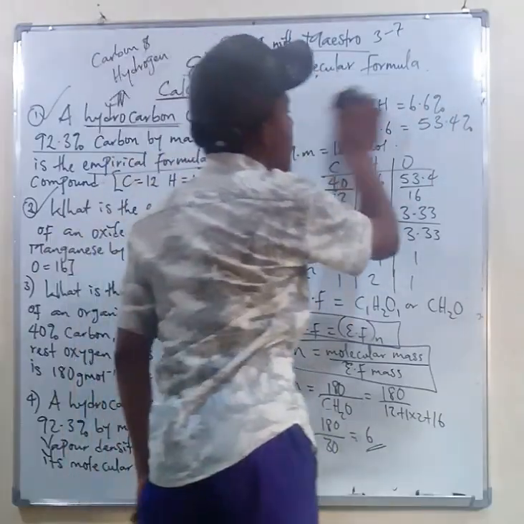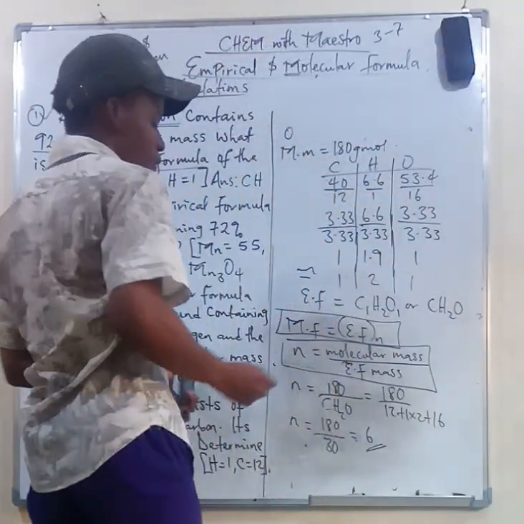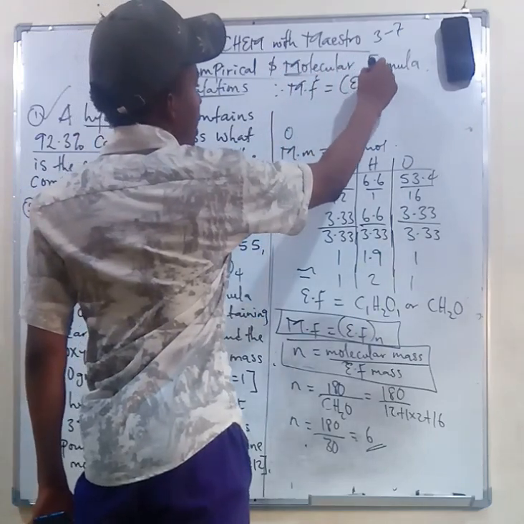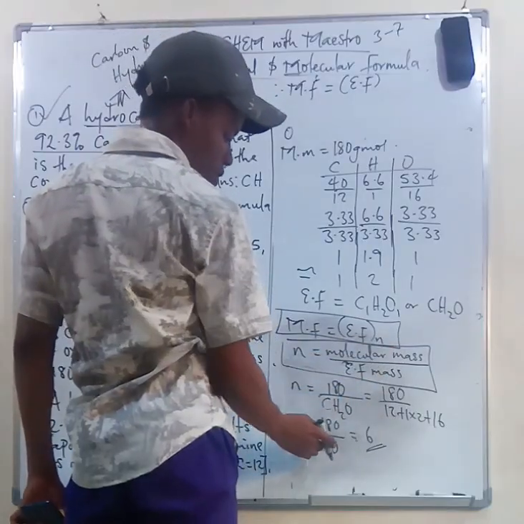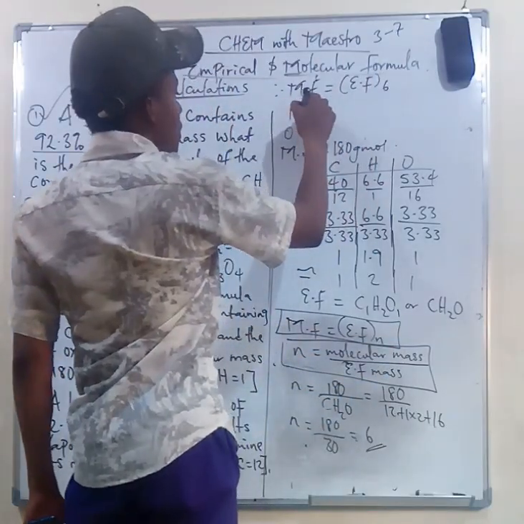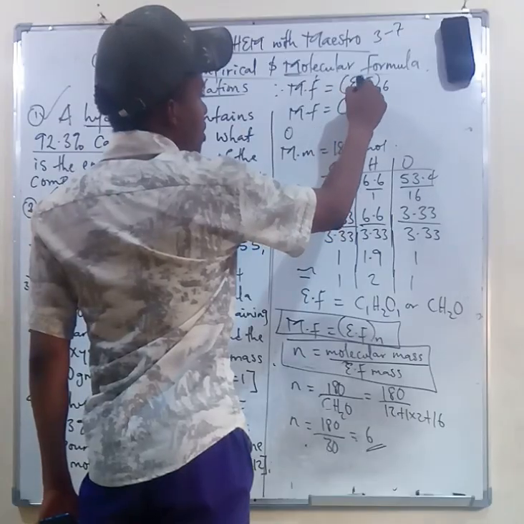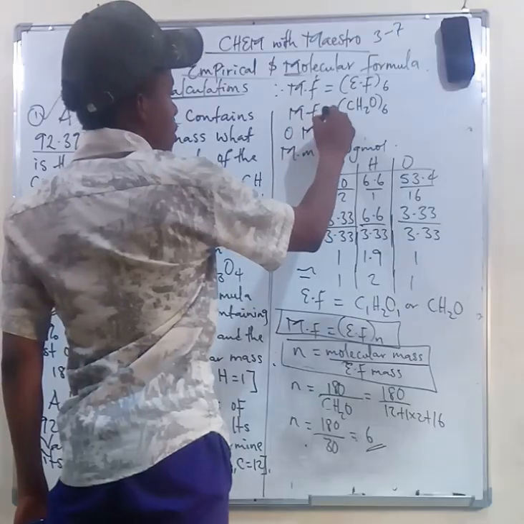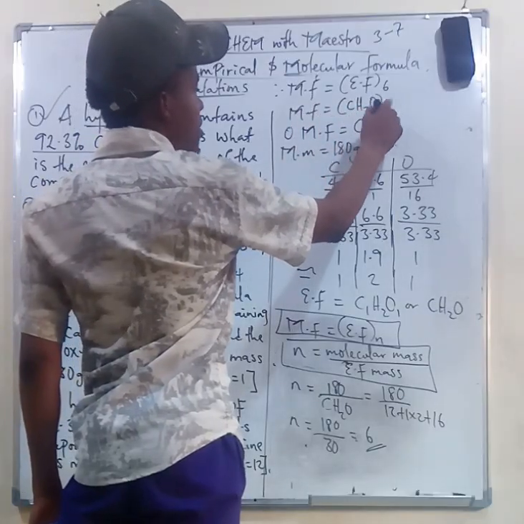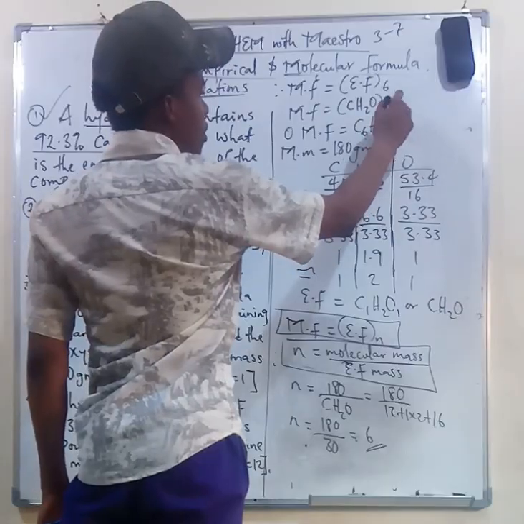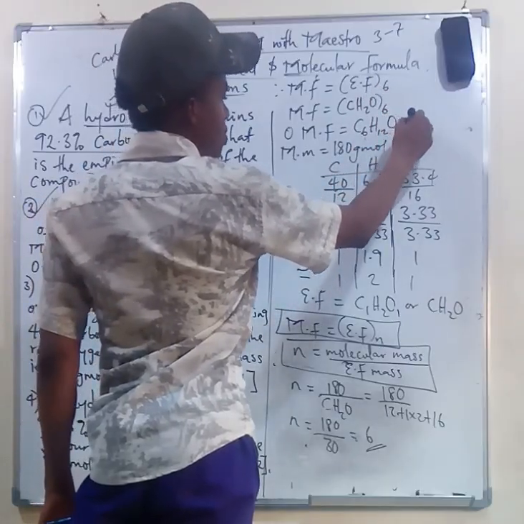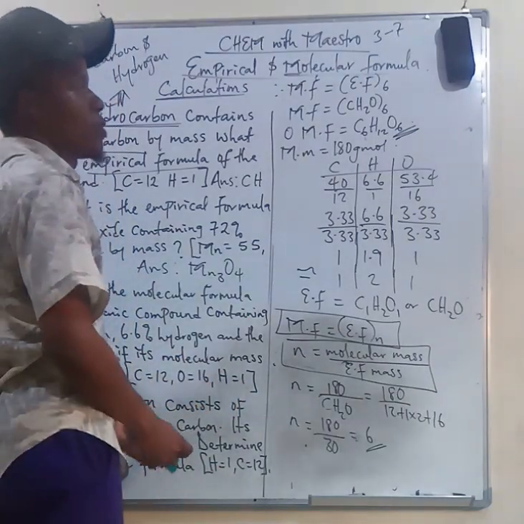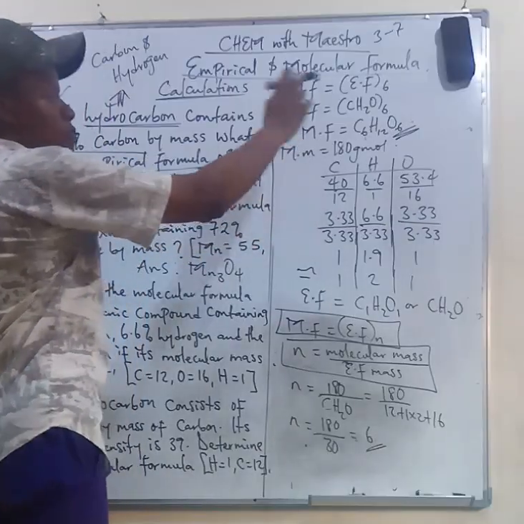So since our N is 6, therefore our molecular formula is equal to what? Empirical formula N. Remember, what's now our N? 6. So what's our molecular formula? Remember, empirical formula is CH2O, times 6. So 6 times 1 carbon is C6, 6 times 2 hydrogen is H12, 6 times 1 oxygen, O6. So that becomes our molecular formula.